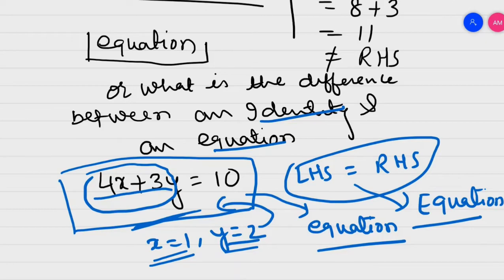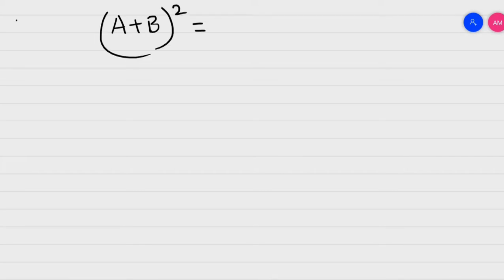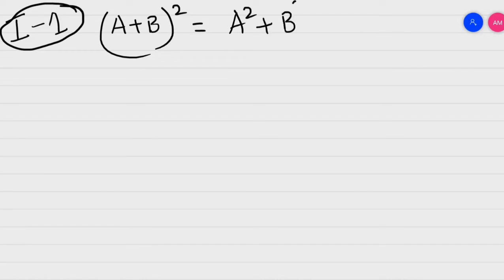Now see, let us take one example. Let us come towards our first identity. What is our first identity? See, our first identity is (a plus b) whole square is equal to a square plus b square plus 2ab. This is our identity 1.